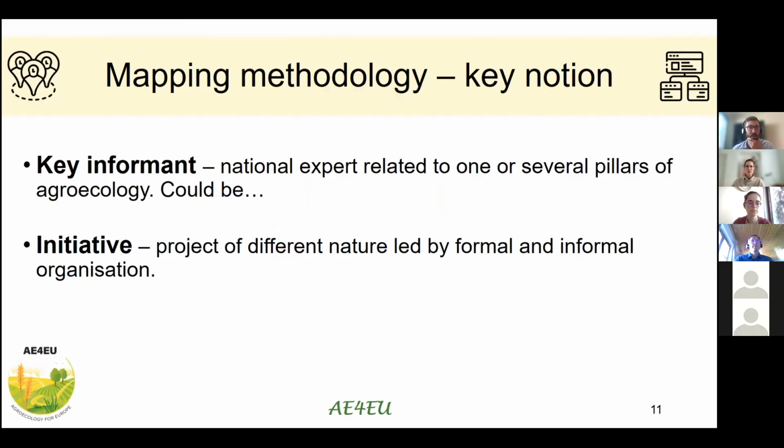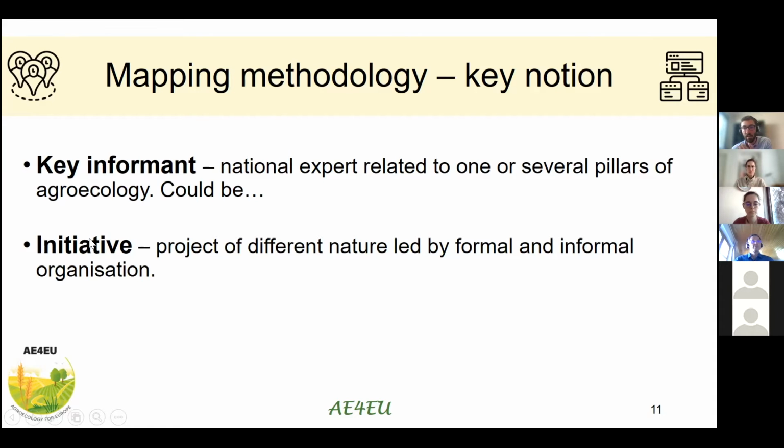And second thing to have in mind, we use two key notions. First, the notion of key informants, that could be defined as experts that provided information on one or more of the pillars that I just mentioned. So key informants could be representatives of an NGO, researchers, or any other person that has an area of expertise linked to agroecology. And the second key notion that we use is this word of initiatives, which could be defined as formal action led by a formal or informal organization towards agroecology.